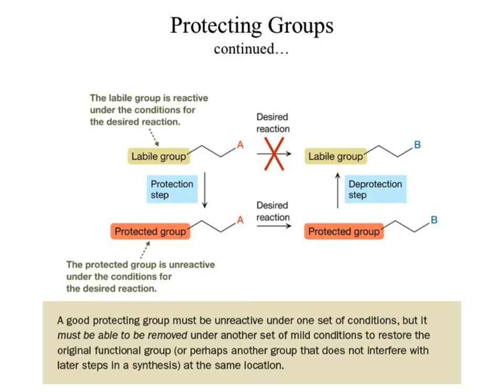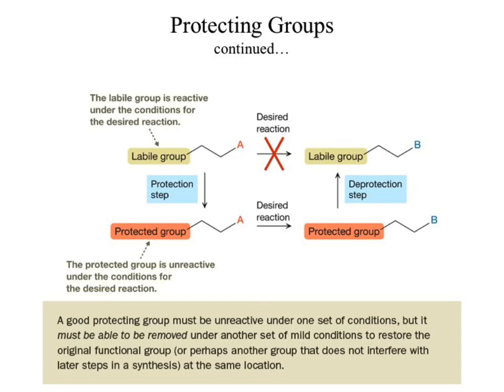In this case, they're calling it labile. Labile just means that it can come on and off. So it's a group that could react under those conditions as they're transferring from A to B, which means if I try to run that reaction, it doesn't work the way I want it to.